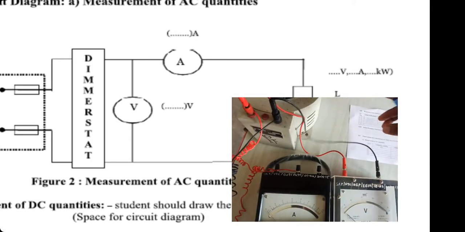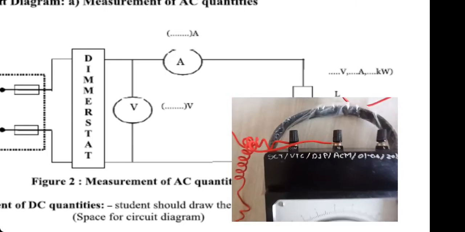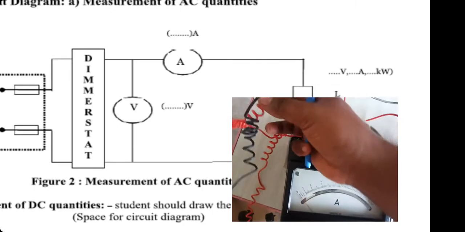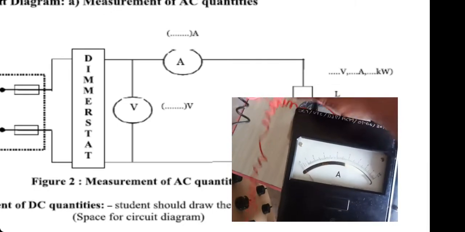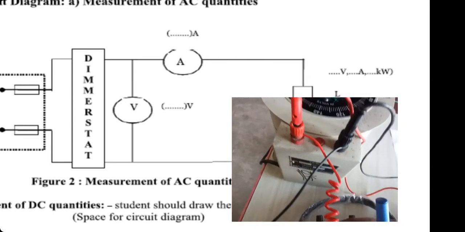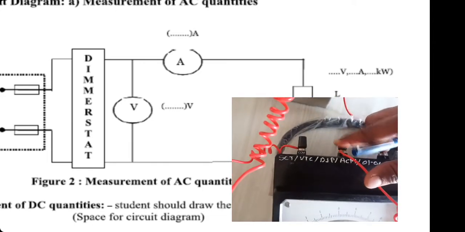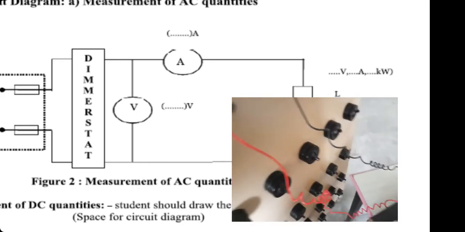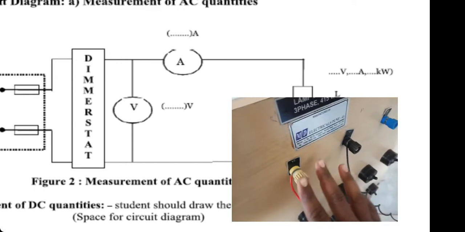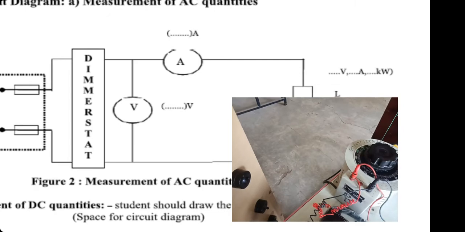For measuring voltage I have a voltmeter, and in series I have connected a 10 ampere range ammeter. Here one wire from the variable AC supply auto transformer is connected to the common, and from the 10 ampere terminal I have connected the red wire to the Y phase of the lamp load.